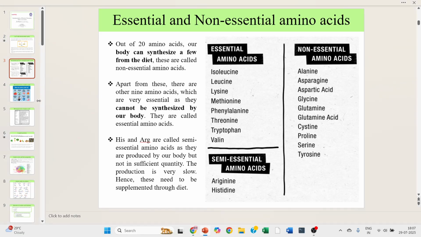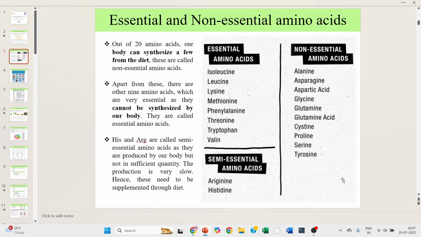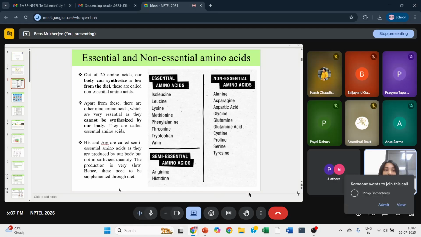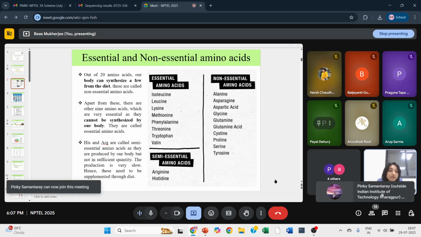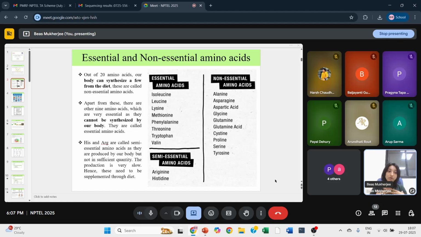Right, so now, what are these essential and non-essential amino acids and what are semi-essential amino acids? The amino acids that can be synthesized by our body are called non-essential. And the ones that cannot be synthesized by our body and are required from our diet are called essential amino acids.